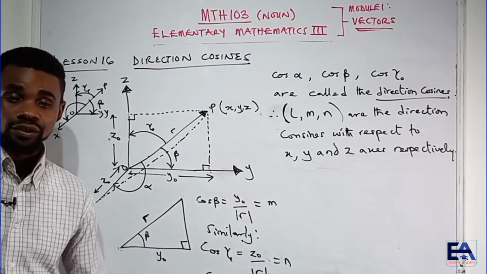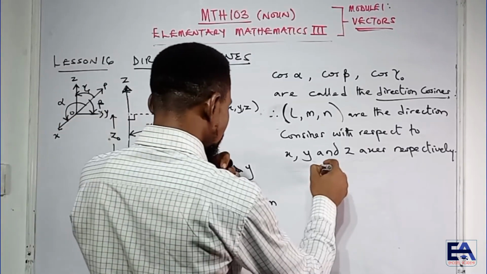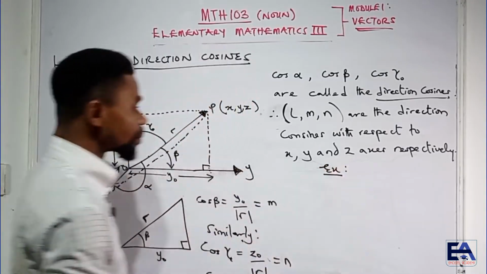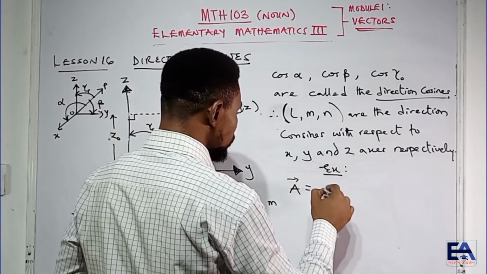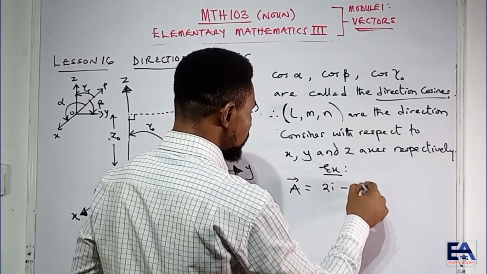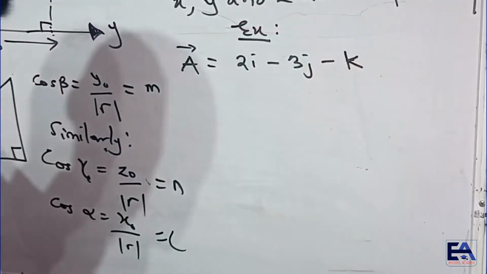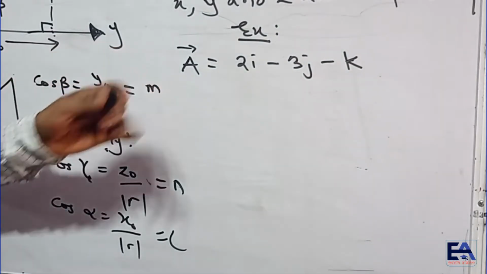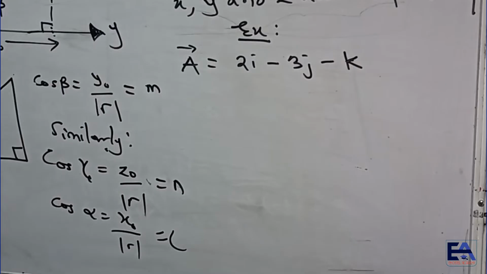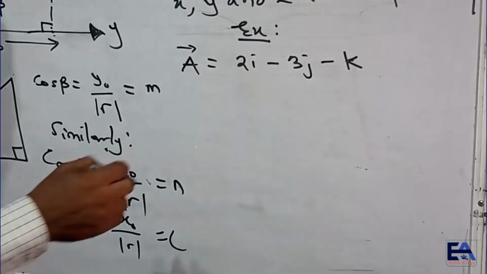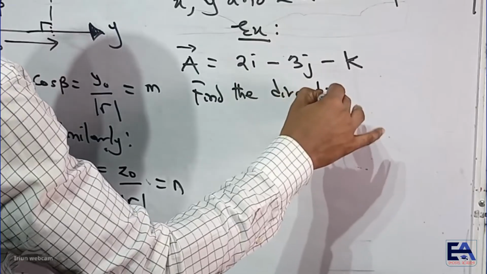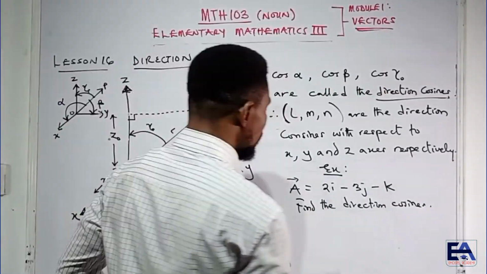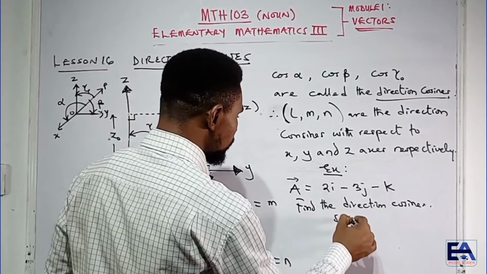Now the next thing is, let us solve a question. Let's take, for example, a vector A equal to 2i minus 3j minus k. If vector A is equal to 2i minus 3j minus k, and the question says find the direction cosines, it's quite simple.